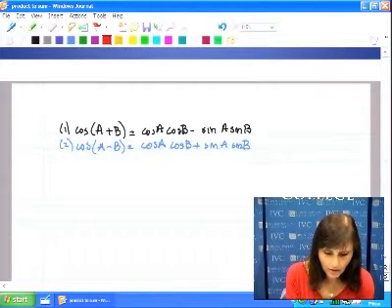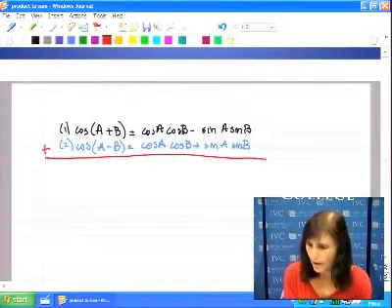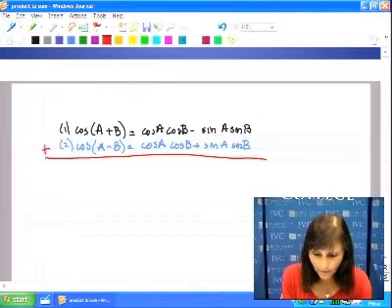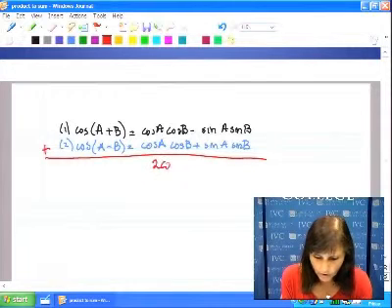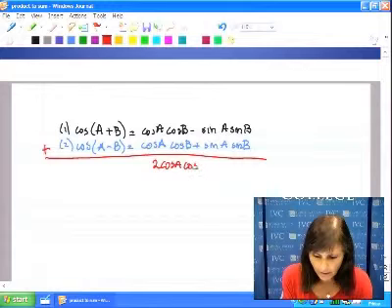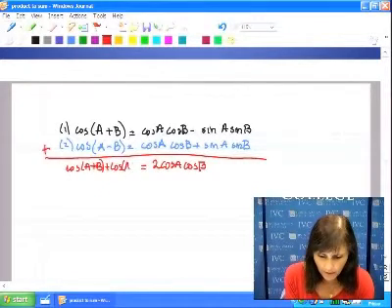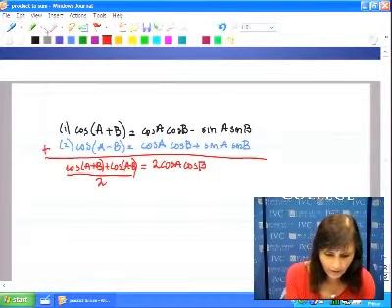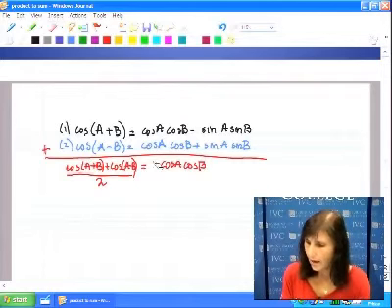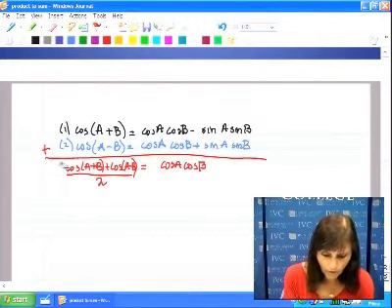When I add these two, the signs will go away. You're going to end up with 2 cosine A cosine B equals cosine A plus B plus cosine A minus B, divided by 2, and get that 2 out of there. And that is the first one.